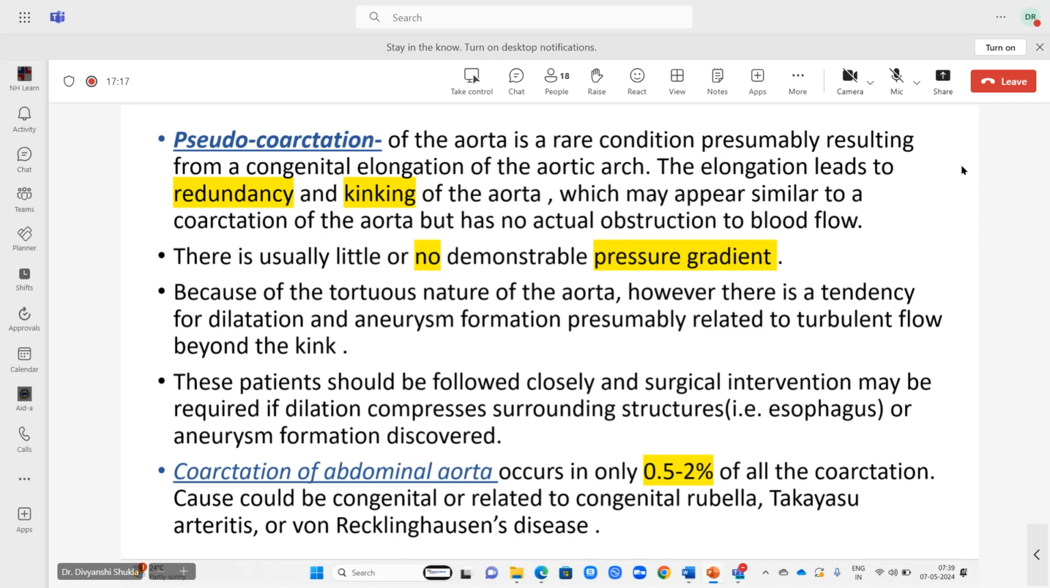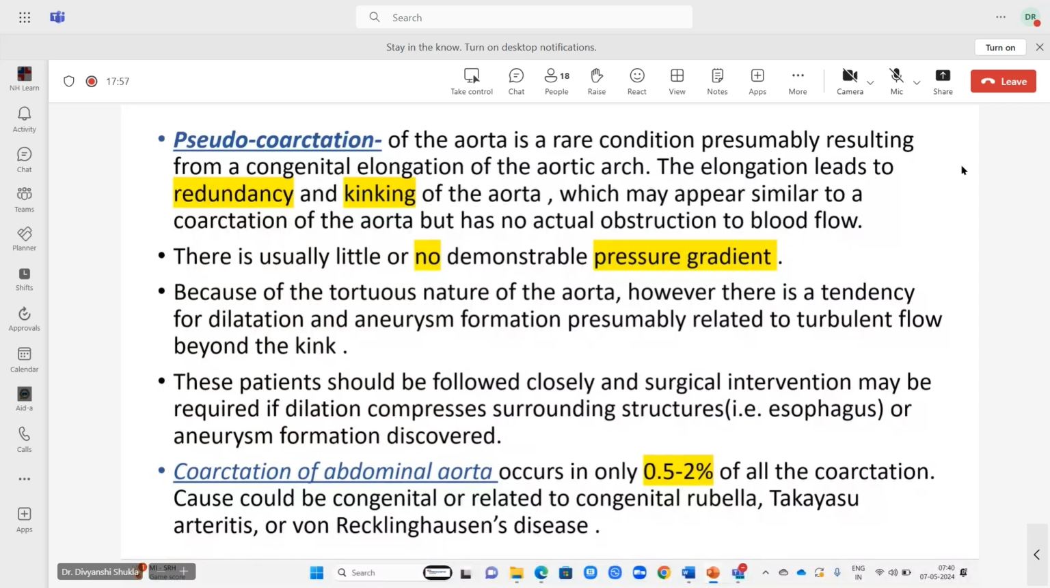Another term is pseudocoarctation of aorta, which is a rare condition presumably resulting from a congenital elongation of the aortic arch. The elongation leads to redundancy and kinking of the aorta, which may appear similar to the coarctation but has no actual obstruction to blood flow. There is usually little or no demonstrable pressure gradient. Because of the tortuous nature of the aorta, however, there is a tendency for dilatation and aneurysm formation, presumably related to turbulent flow across the kink.